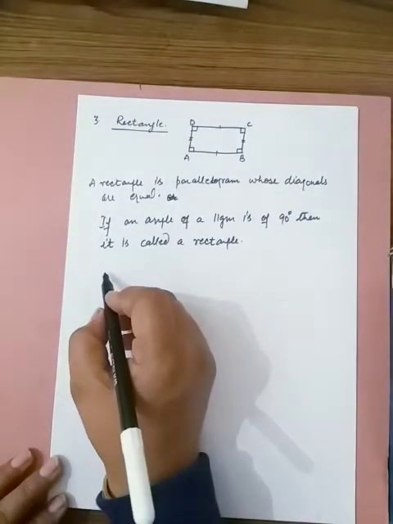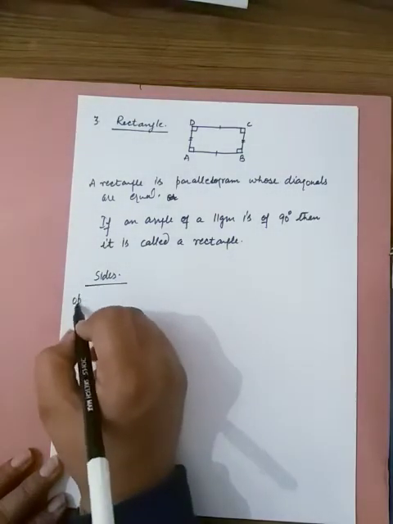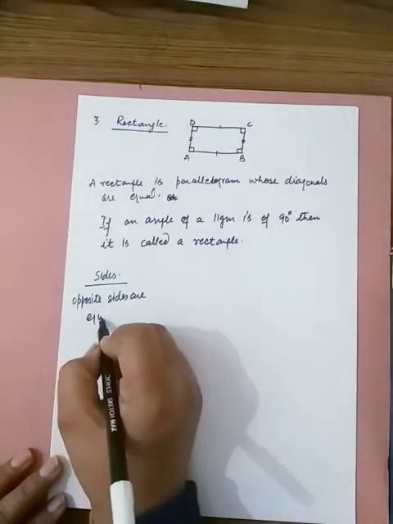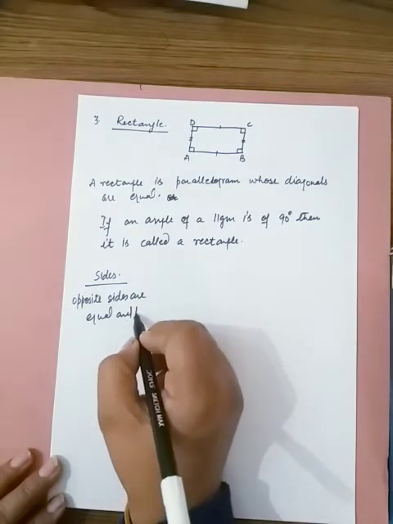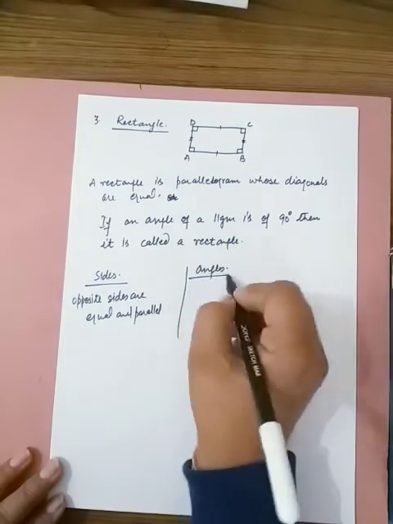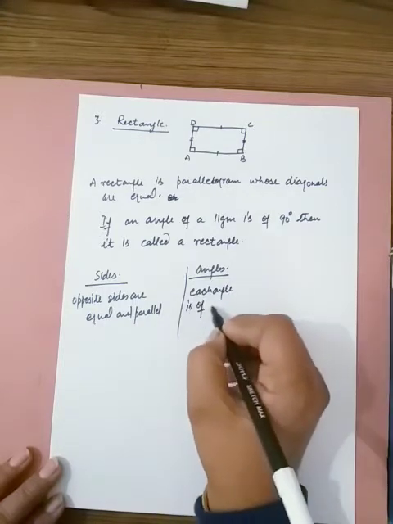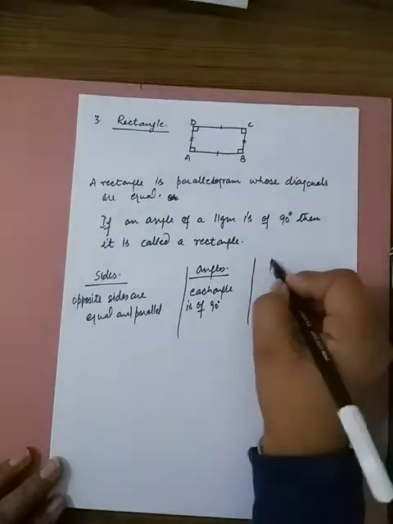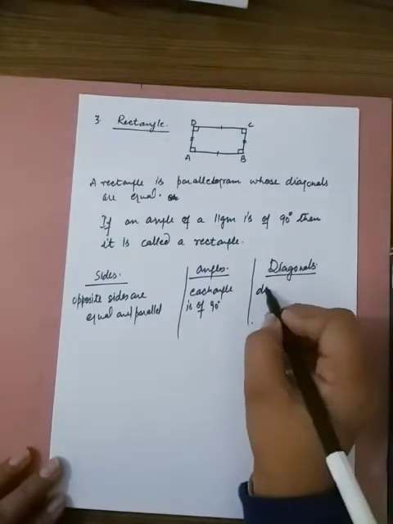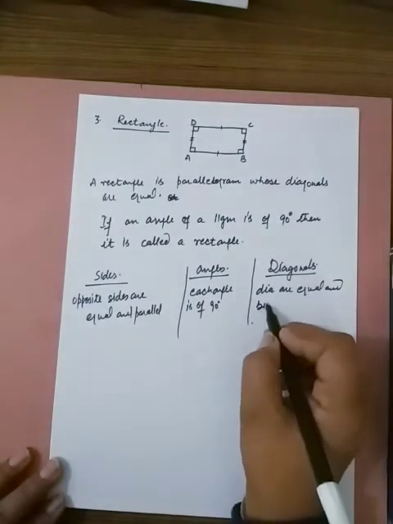So what are the properties of a rectangle? About its sides, we can say opposite sides are equal and parallel. Similarly, about its angle, each angle is of 90 degree. And what can we say about its diagonals? Diagonals are equal in length, equal and bisect each other.